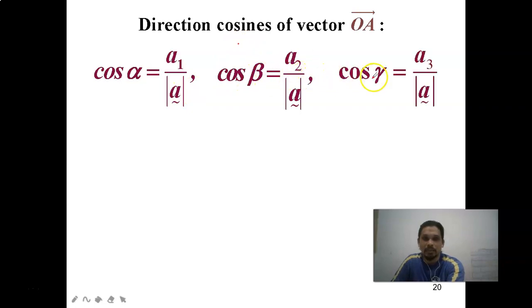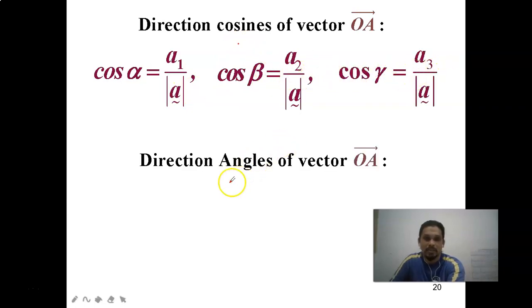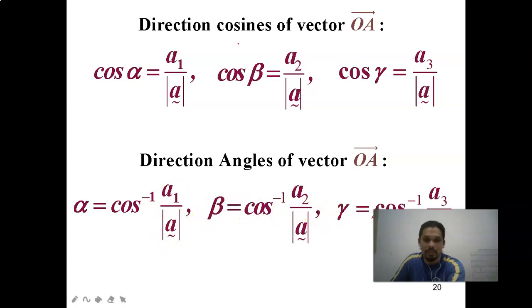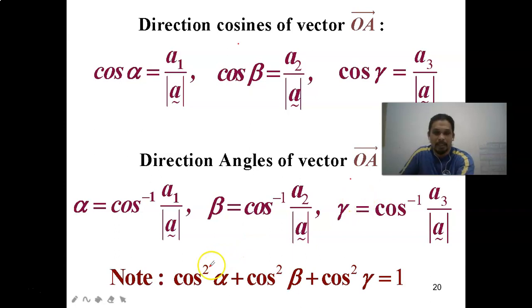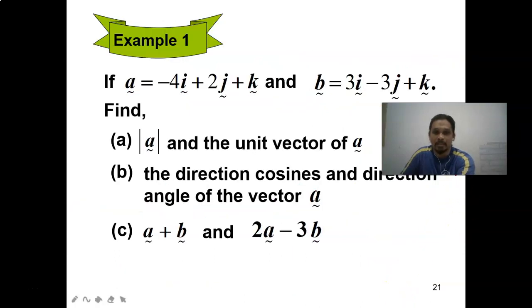Cos beta and cos gamma are similar, as you see three here now. So the direction angles of vector A: alpha equals arccos of a1 divided by the modulus of A, and also for beta and gamma. And note that cos square alpha plus cos square beta plus cos square gamma equals 1. Okay, there's a given example here.